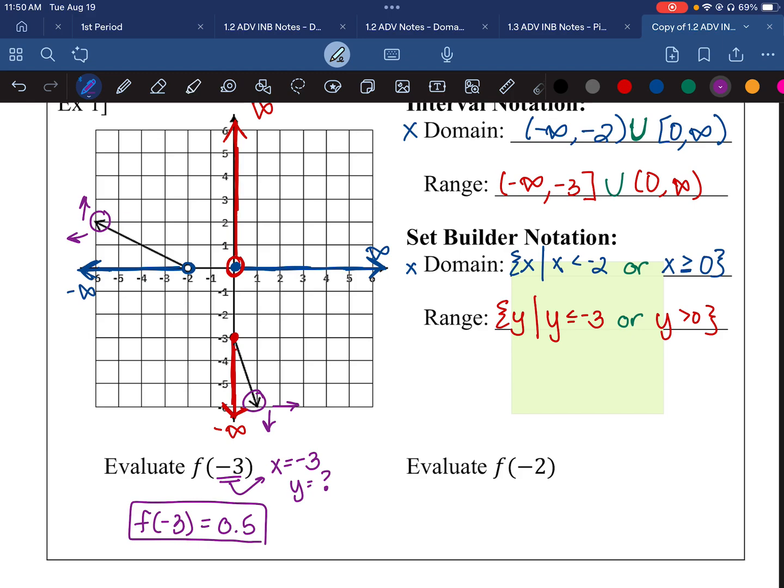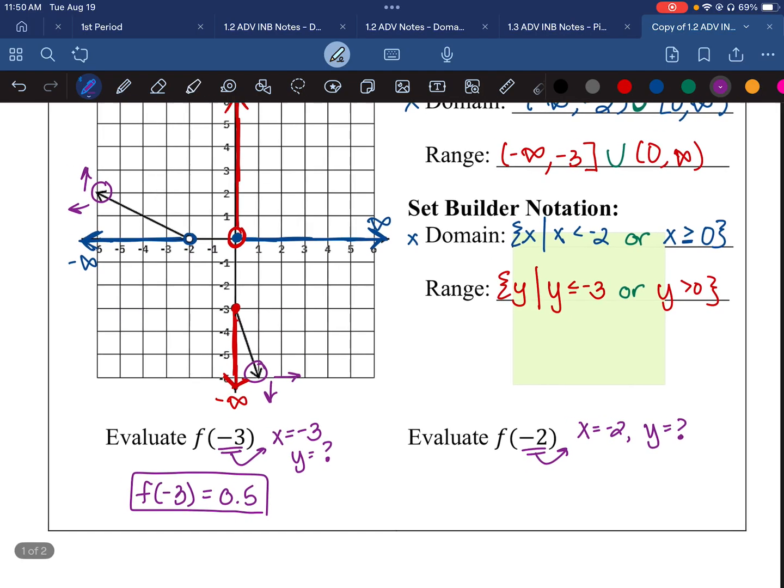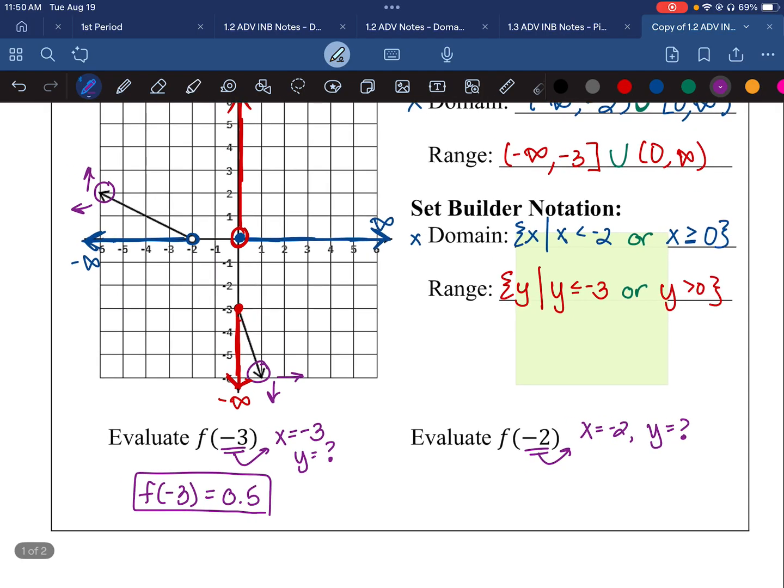F of -2 is similar. Again, that -2 is inside your function, so that means that x is -2. You are looking for the y value. So on the x-axis, find -2, and we are actually already on the function value right here. There's no need to go up or down, but I do see that it's an open point. So if it's an open point, that means that we are not allowed to actually hold the value of -2. So what we say is the function value at -2 is undefined.